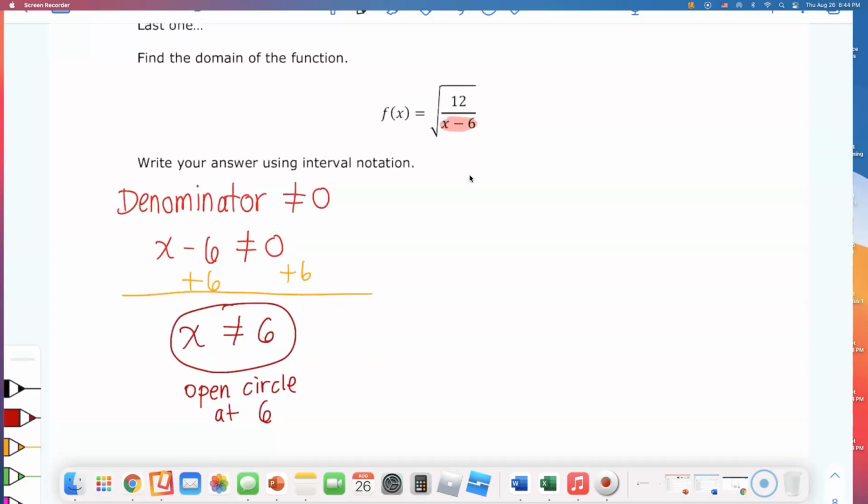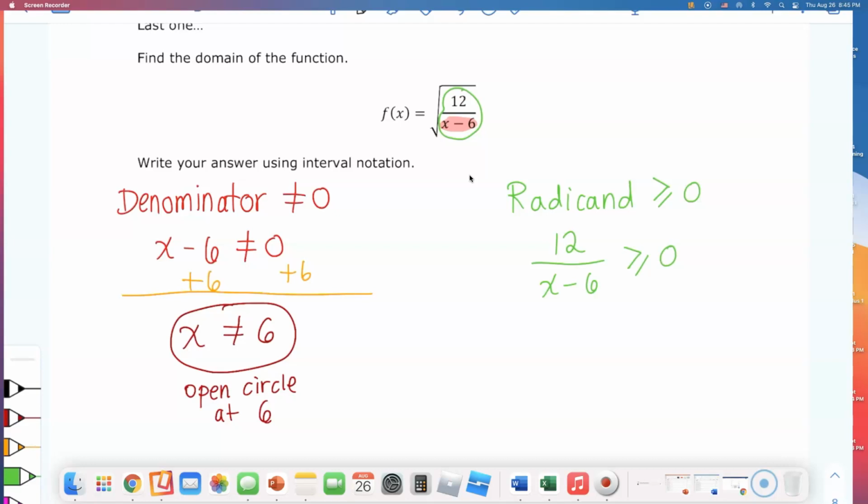Now what else? We also know that the second rule is that the radicand, whatever is underneath the square root, has to be greater than or equal to 0, right? And what's under the square root this time? The entire fraction. So go ahead and say that this fraction has to be positive, or greater than or equal to 0.